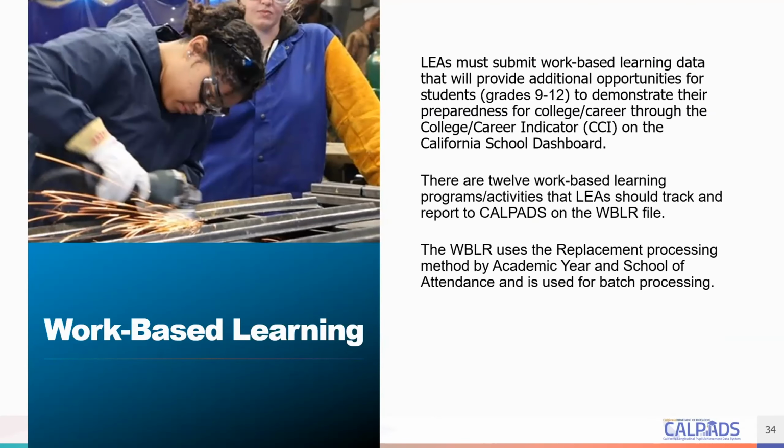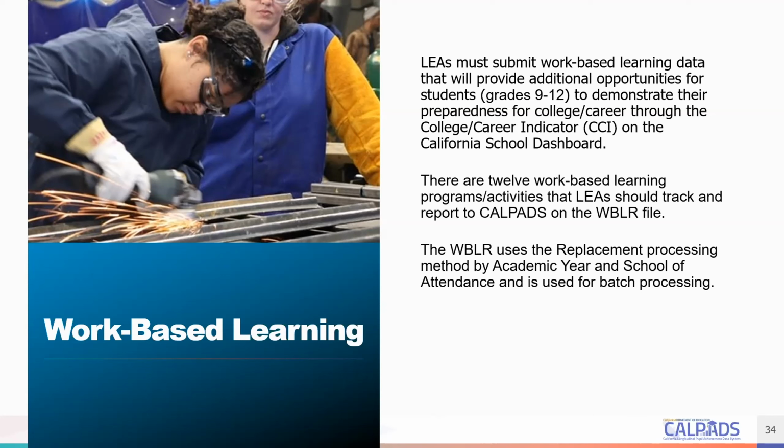So we're going to talk about work-based learning, and this data collection is specifically for the CCI. Transition work-based learning, there's two different types that are for special education, are also needed for IDEA reporting. They used to be submitted in the special education file, but the other work-based learning are just measures for college and career.